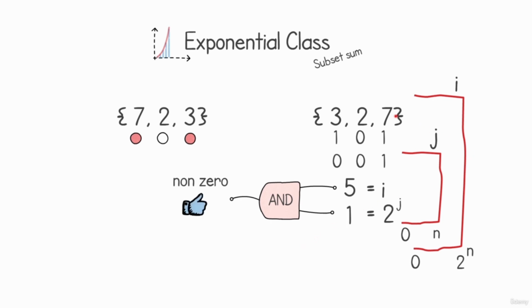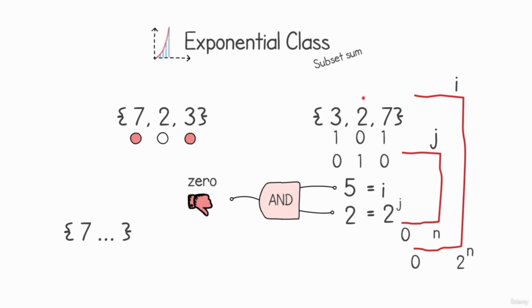We should choose the number at position j. Remember, j is 0, so we should choose the number 7 in our subset. We increment j by 1. 2 to the power of 1 gives us 2, so this binary digit has moved forward. However, 5 AND 2 gives us the result of 0, which means that we should not choose the number at position j.